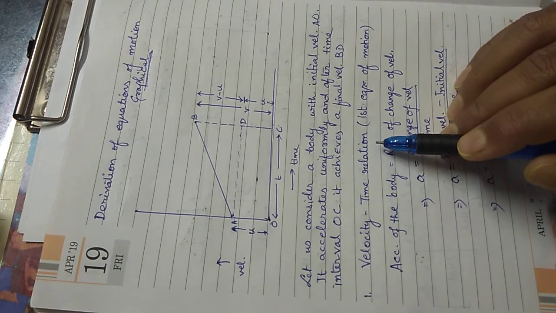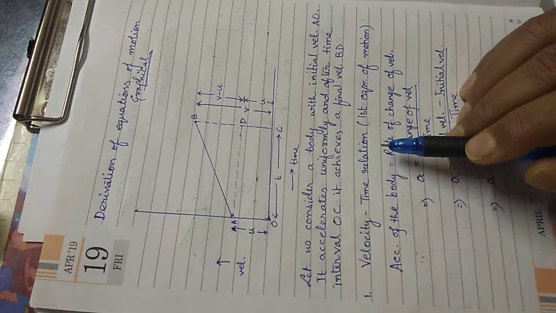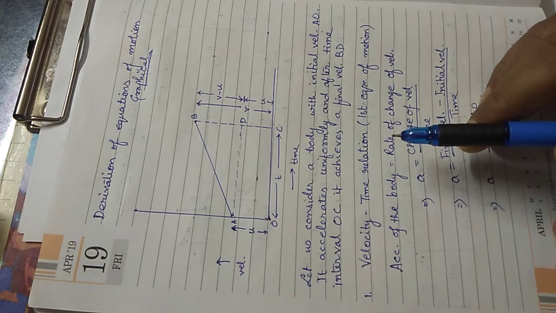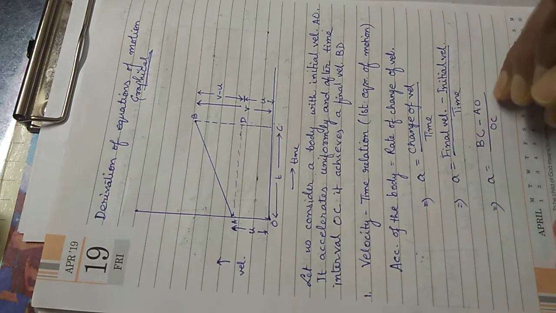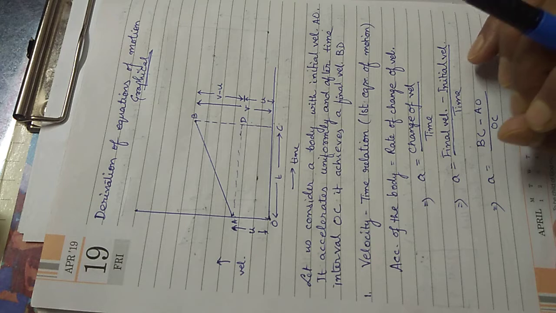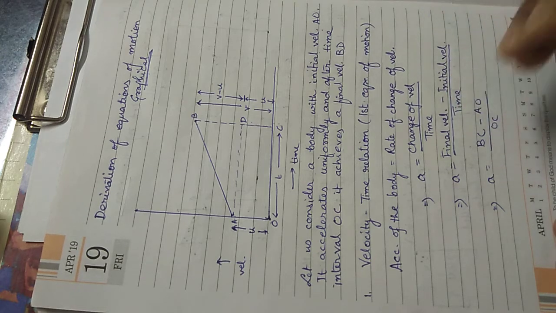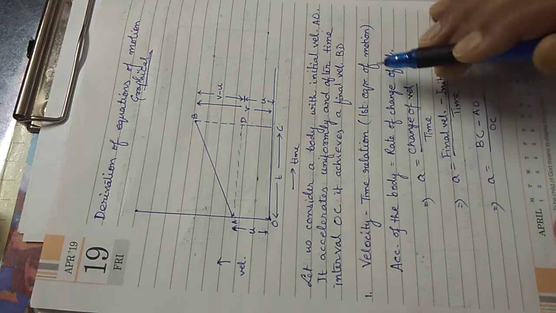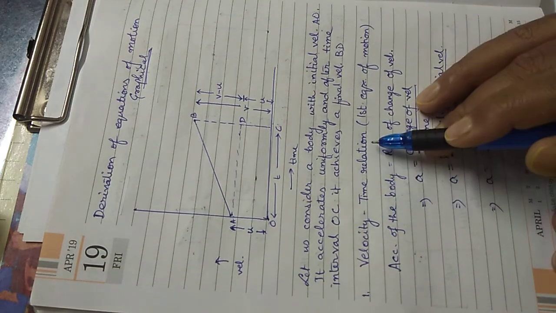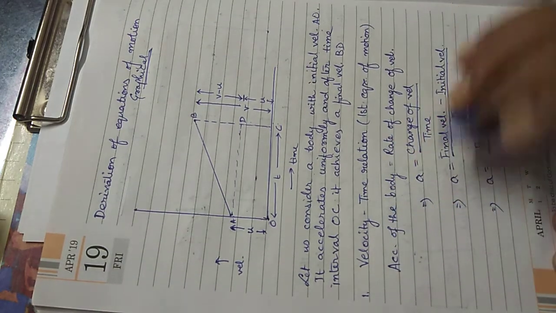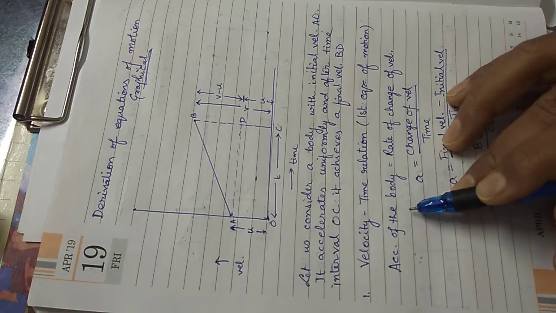Now one important thing is that all the three equations, you have to remember by their specific names. Many a times we don't call them first equation, second equation, third equation. We call them by their name. So the first equation of motion is the velocity time relation. It is the relation between velocity and time.